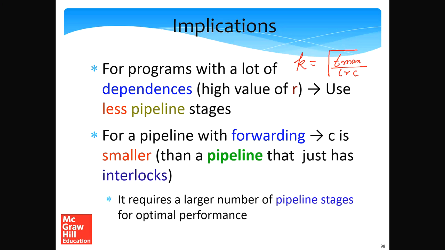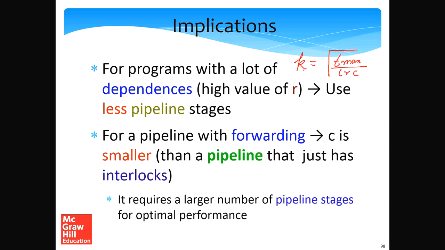So C is smaller than for a pipeline that uses interlocks, right? Because in interlocks we are stalling for more cycles, for 3 cycles. For forwarding, most of the time we don't stall, and even if we do stall, in the case of a load use hazard, we stall for only 1 cycle. So C is smaller.